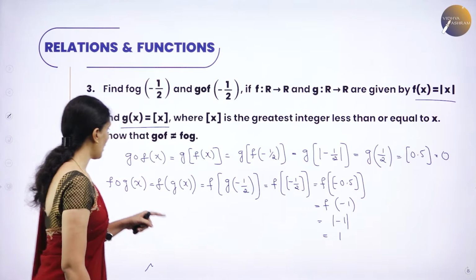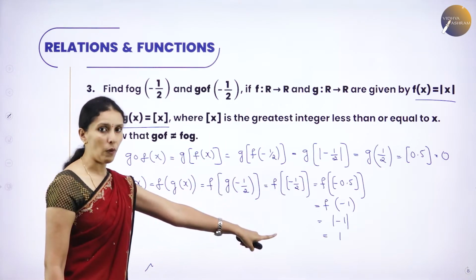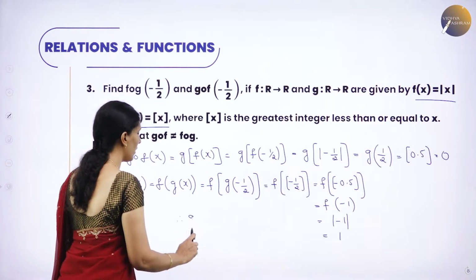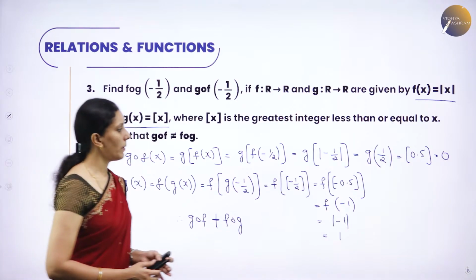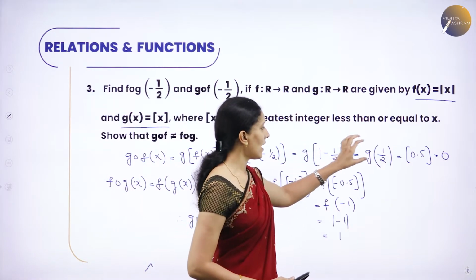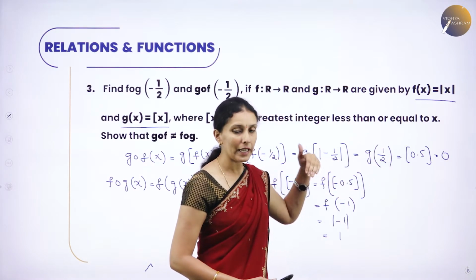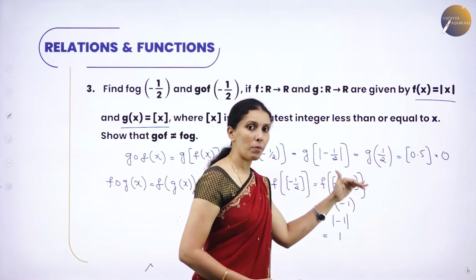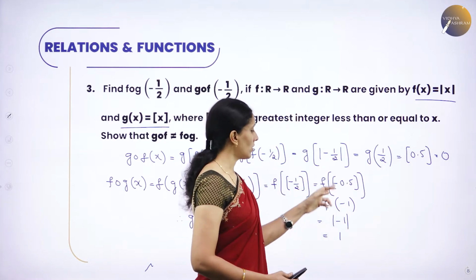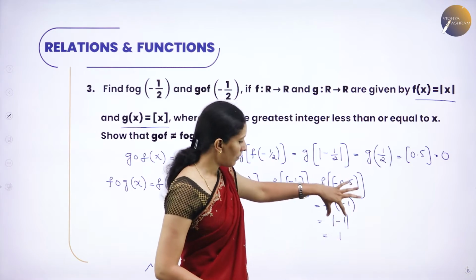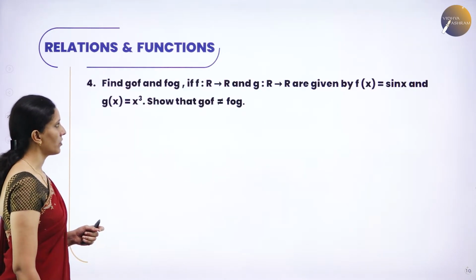So here we got the value of g naught f of x is 0 and f naught g of x is 1. So therefore clearly they are not equal. g naught f is not equal to f naught g. So remember, modulus of minus half is half, but the greatest integer value of 0.5 is 0. Similarly, for minus 0.5, the greatest integer less than or equal to it is minus 1, and modulus of minus 1 is 1. Next one, find g naught f and f naught g.